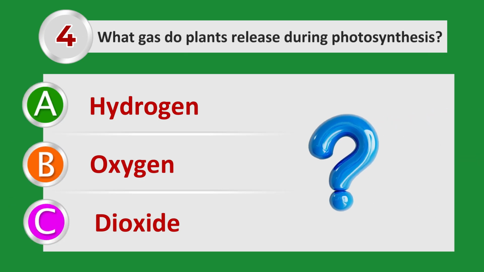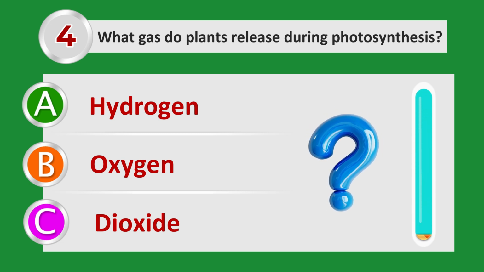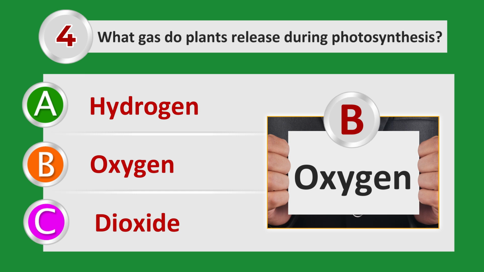What gas do plants release during photosynthesis? A. Hydrogen. B. Oxygen. C. Carbon dioxide. Answer is the B. Oxygen.